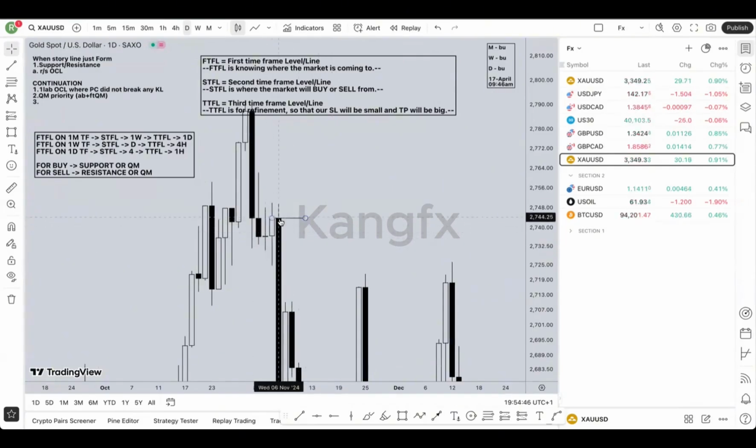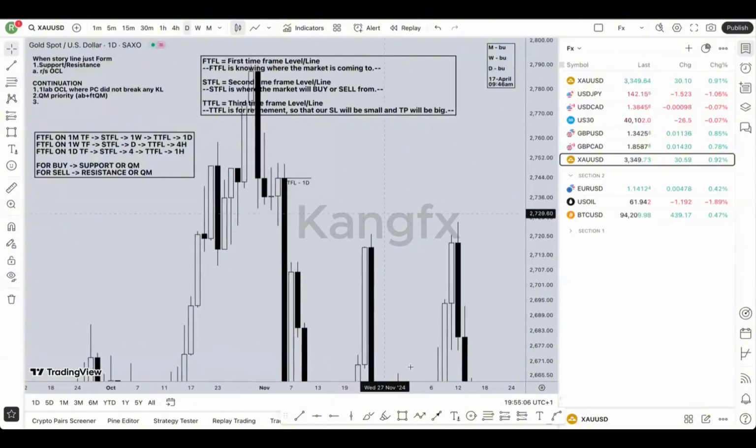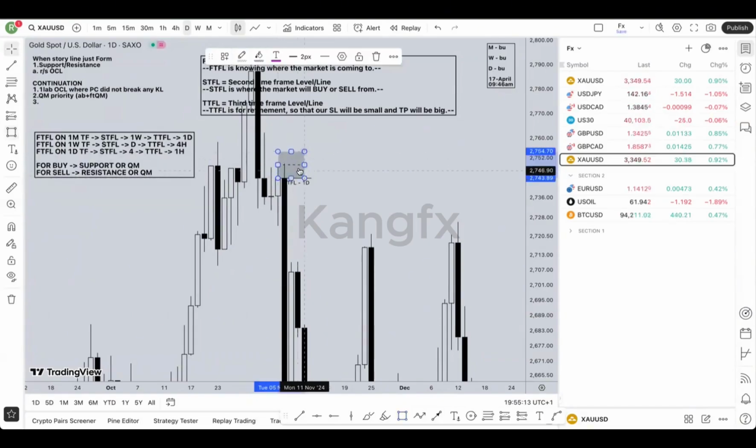So now, it's marking here as my FTFL. This is daily. I do this. FTFL, 1 day. That is on daily. Then the same thing I'm going to do, I'll just draw my rectangle box here, expand it. Can expand it to this place. Now, if I don't want to be drawing those lines, I'll just extend this. I'll just stop this thing here.